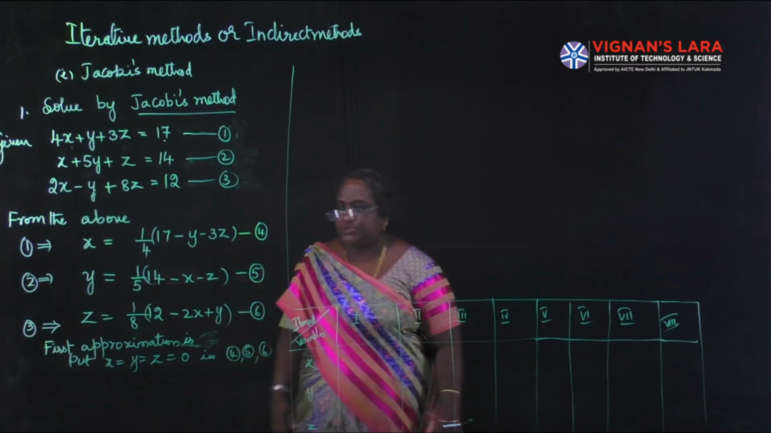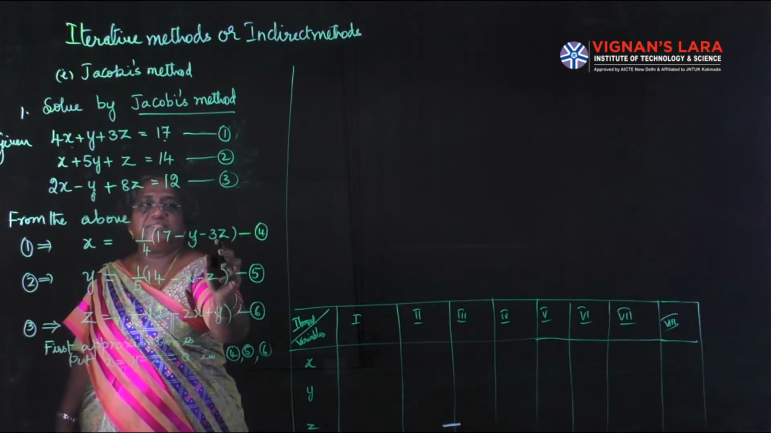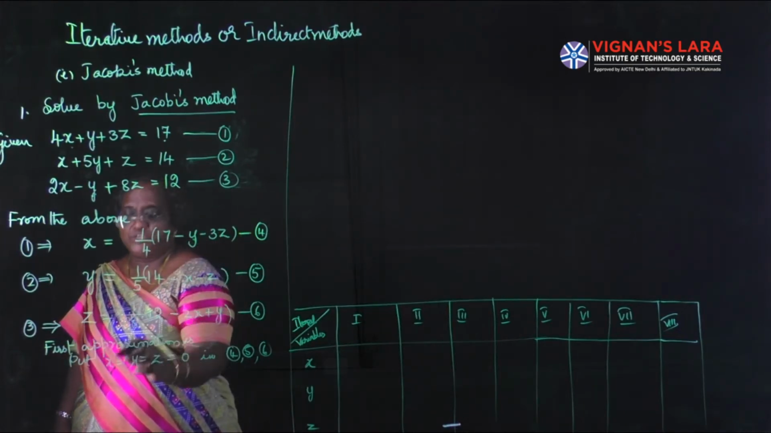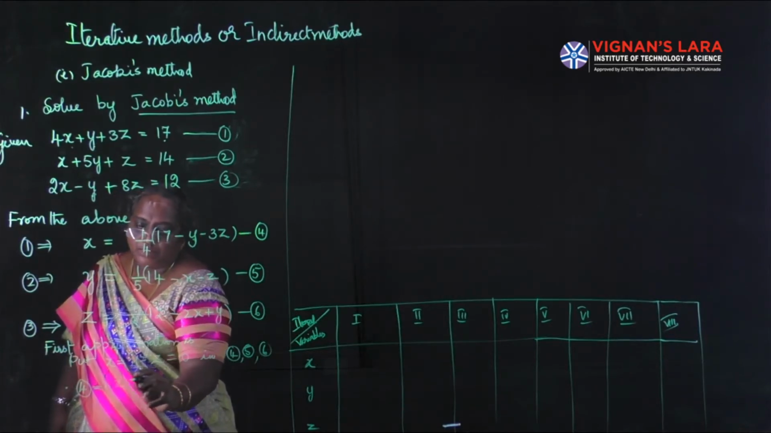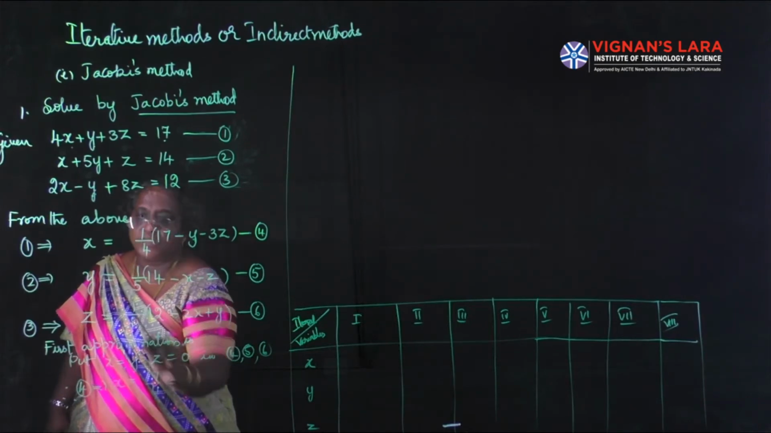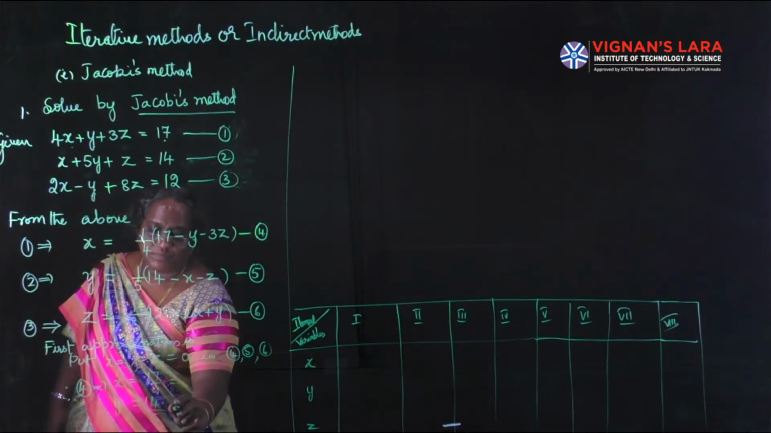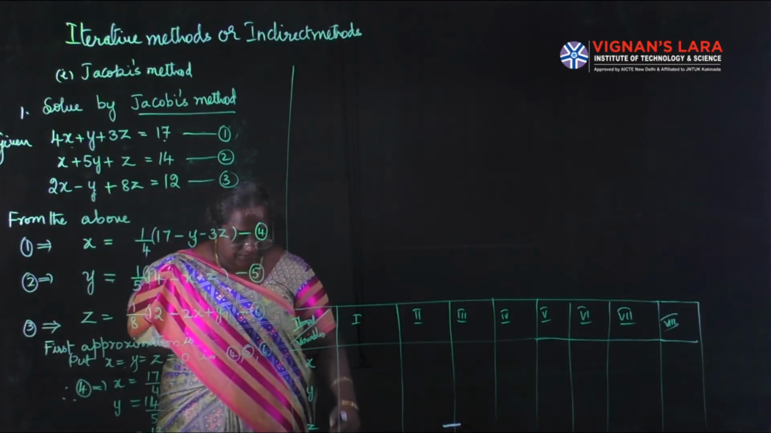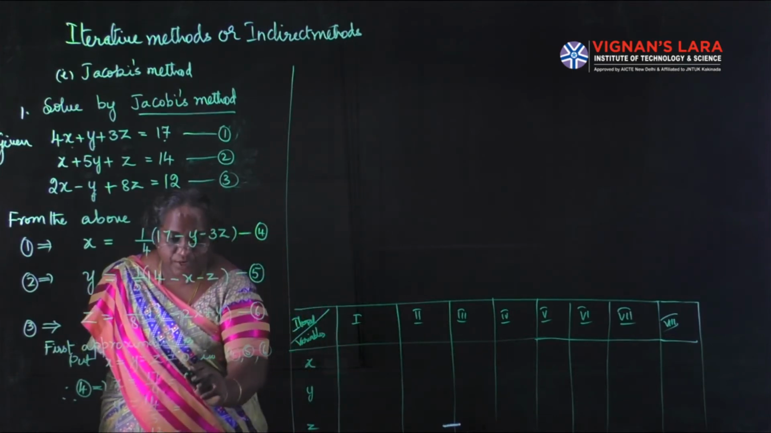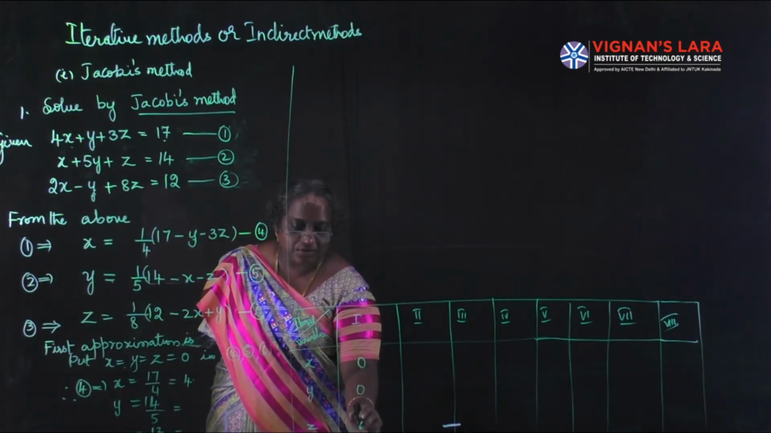So in the first approximation, what do we have? I have to put the variables y and z as 0. Then 4x implies x is equal to 17 by 4. Second equation, y is equal to 14 by 5. z is equal to 12 by 8. This is Jacobi's method. So what is the answer we get here? It is 4.25.